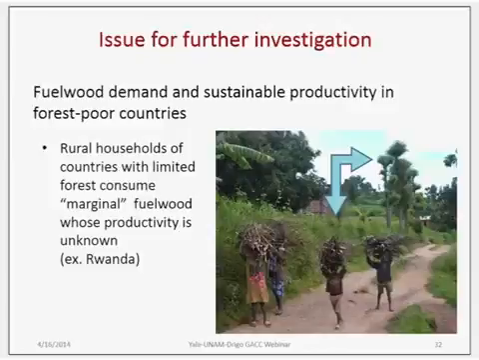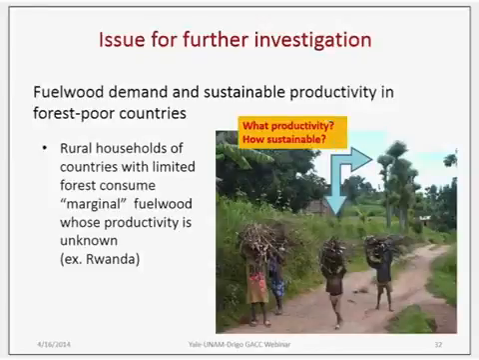Particularly, I think we need to identify or separate marginal fuel wood from conventional fuel wood and go deeper into the analysis, because we don't know. There's no information about the productivity of this fuel wood production system and how sustainable it is. And not knowing this might insert some bias in the results. So this is, I think, an important area of investigation. And this is the end of the Tier 1 results component.